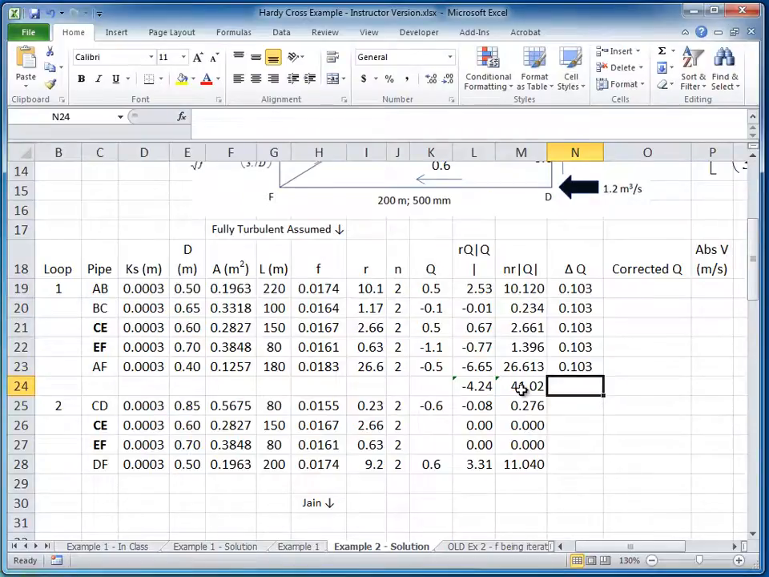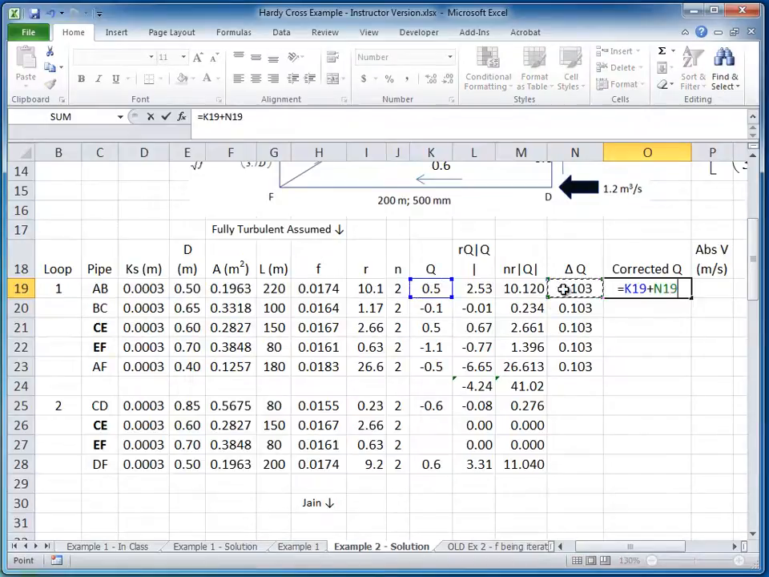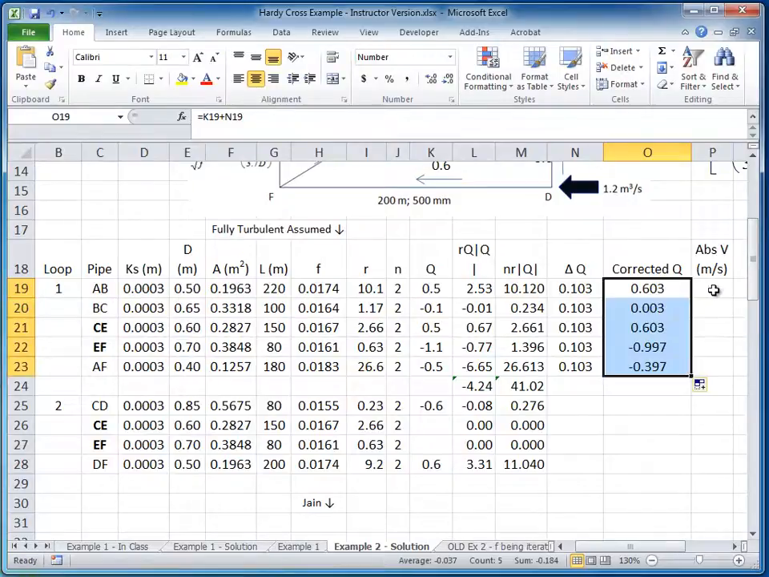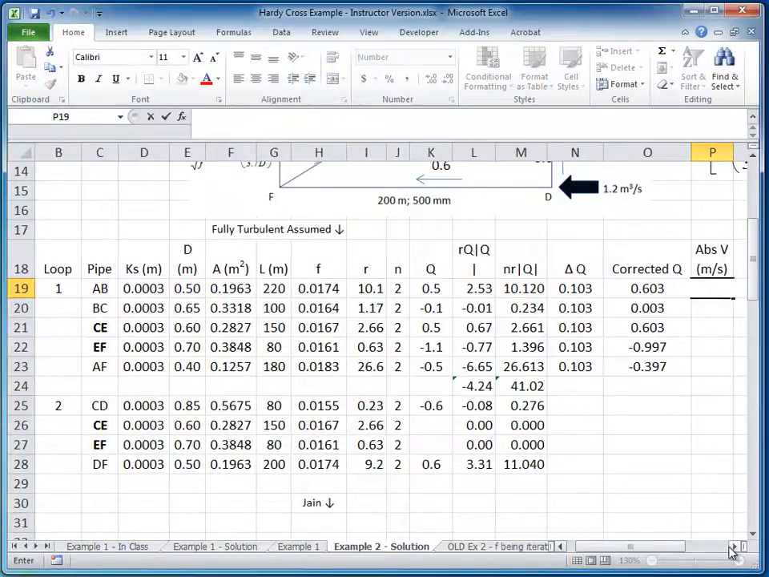Okay, everything's fine and dandy there. Let's say we've got our original Q plus the correction factor. So now we have a corrected Q. Of course, the absolute velocity will be the absolute value of Q divided by the area. All right, so now I've got velocities.